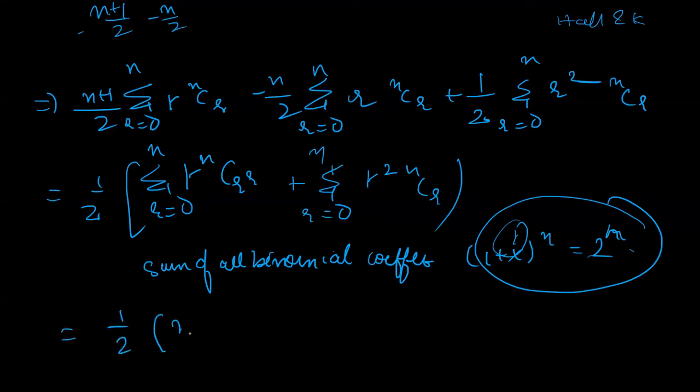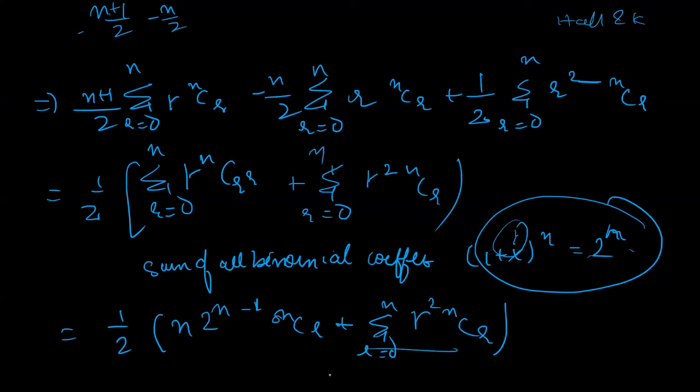Our next step becomes n 2 to the power n minus 1, plus nCr, R0 to n, r square nCr. From that property we are getting this. We can put this also as n(n minus 1) 2 to the power n minus 2, because r square is given, so n minus 2, plus n 2 to the power n minus 1. If you simplify it, you will get your answer, which is in the book also the same, n plus 3 to the power n minus 3. You're just multiplying 1 by 2 and keeping the coefficients down.